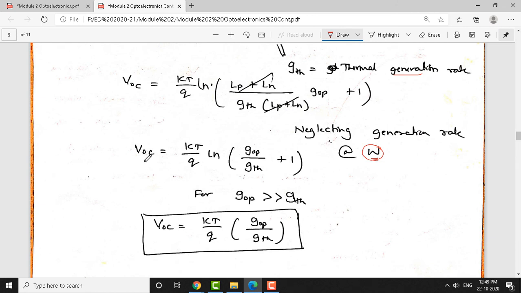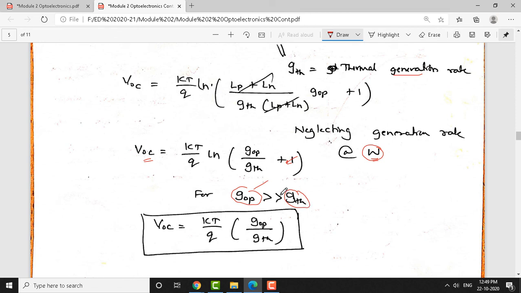VOC, the open circuit voltage, is given by kT/q ln(G_OP/G_TH + 1). Even here, the optical generation rate, when you compare it with the thermal generation of electron-hole pairs, since the incident light is high, is much larger than G_TH, so this 1 becomes negligible. So that is a condition.